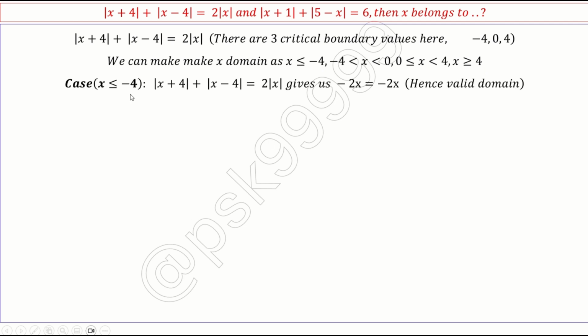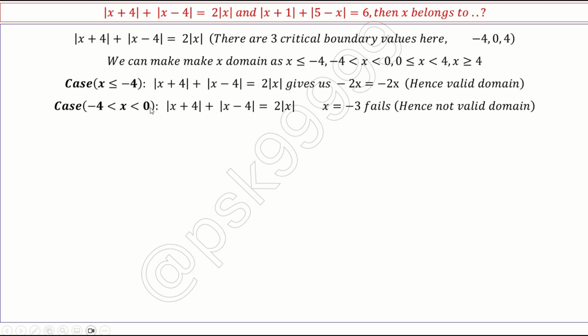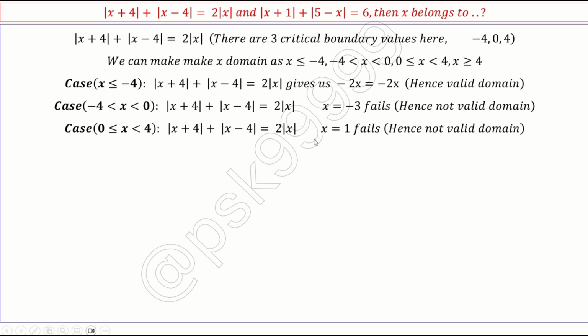So if I take case 1, x less than or equal to minus 4, this will become minus x plus 4, minus x minus 4, so minus 2x and minus 2x. So both will be equal. So this is a valid domain. Okay, x between minus 4 and 0: you take any value, x equal to minus 3, and the equation won't get satisfied. So this is not a valid domain.